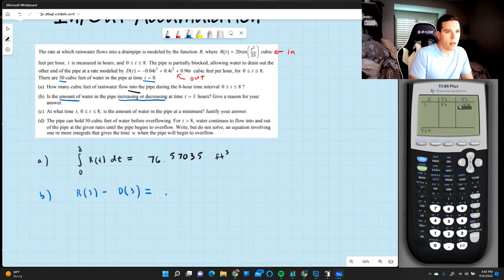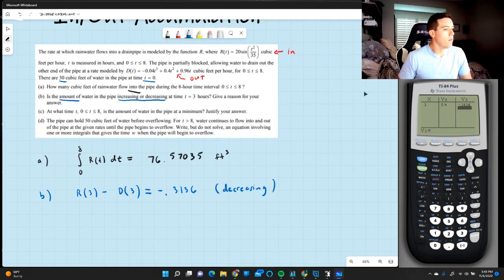So negative 0.3136. Don't forget the negative, which means the water level is decreasing because the overall rate is negative. You would explain that. You'd say because this is less than 0. I'm just reading the answer key to make sure.